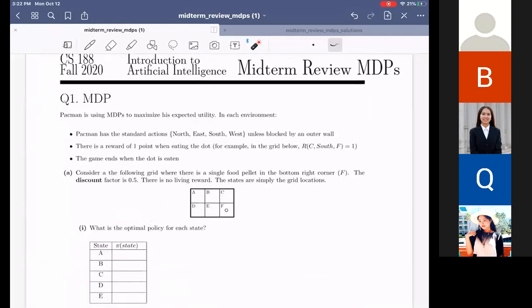So the first question that we're doing is with Pac-Man. Actually, most of the questions we do are just with Pac-Man. Pac-Man is in this grid, and he has the regular 4 actions of north, south, east, and west. There's a reward of 1 point when you eat a dot. So for example, the reward of C, south, F, which means start in C, take action south, and get to F, is 1. And the game also ends when the dot is eaten.